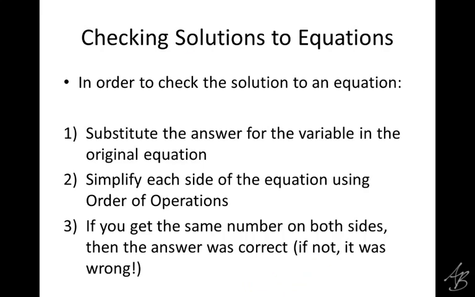All right, so here's what we're going to do. I want you to get these notes down first. In order to check your solution to an equation, these are the things we want to do. We want to substitute the solution that we got in for the variable in the original equation. Then we simplify each side of the equation using the order of operations. If we get the same number on both sides of the equal sign, it works. If we get something different on the left side than on the right side, then it wasn't right. We're going to have to figure out why it wasn't right when that happens.